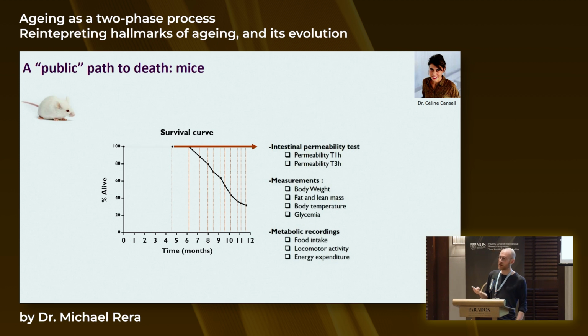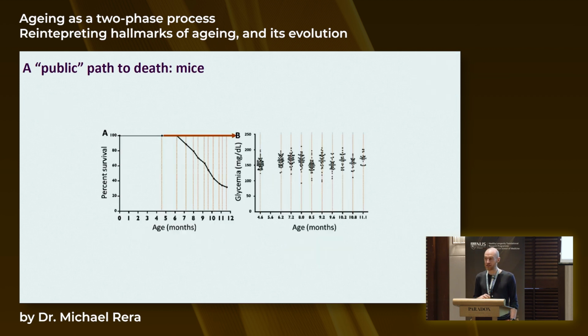As well as body weight, body composition, body temperature, glycemia, activity, and so on. And the first surprise is that if you look at all these parameters, they are pretty well controlled throughout the life of individuals, which is probably a good sign for them. Here you have glycemia, and you see that you have a median value that is pretty well conserved throughout the life of the population.